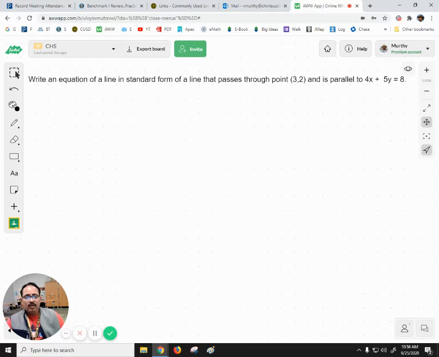Let's see how to find an equation passing through a given point and parallel to the given equation. First of all, let me highlight the important points. So this is the point, and I see that I have to find a parallel line to 4x plus 5y equals 8.